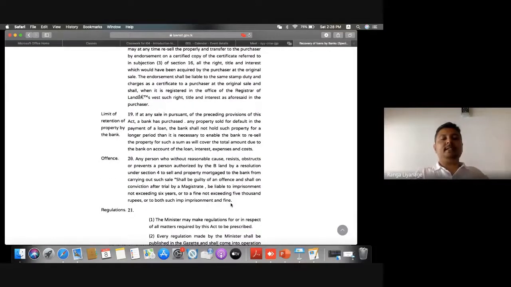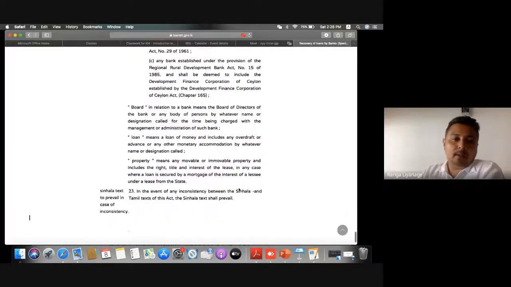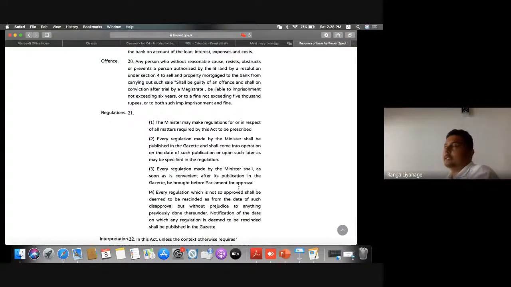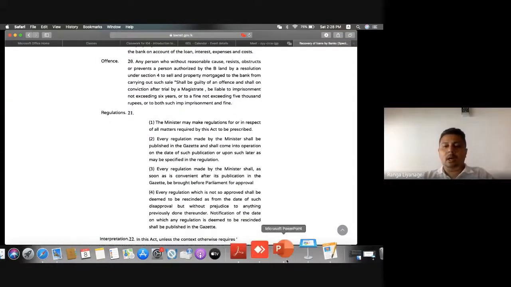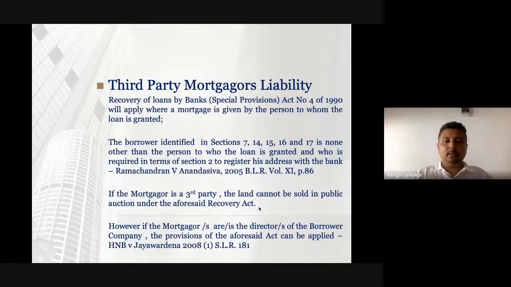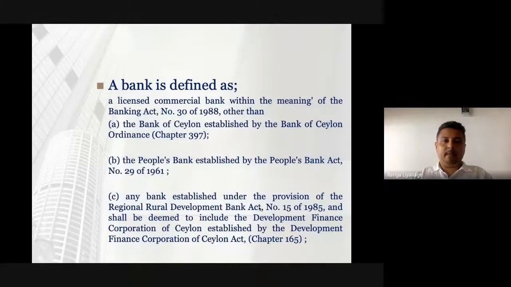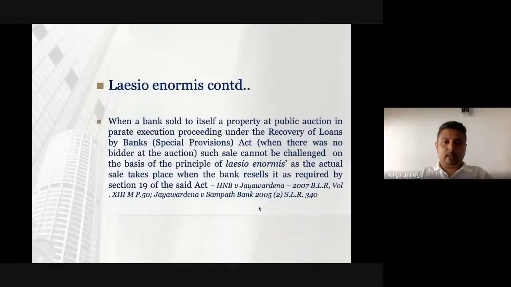So, offenses. Any person who without reasonable cause resists, obstructs or prevents a person authorized by the board shall be guilty of an offense. Now that is where the regulation, the law is concerned. You need to know that's the process, right? However, at the same time, you need to know, so we covered this. Bank, we covered this. I'll come to this.